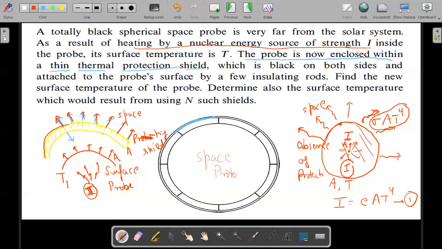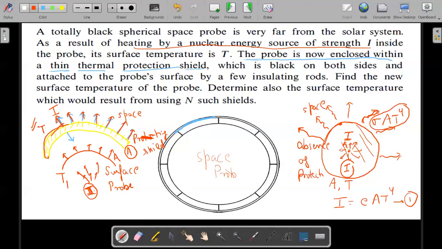Because of these two reasons, the temperature at this outermost surface of the protecting shield must be capital T. We have assumed the area of that protecting shield to be the same as that of the spherical probe. Both have the same areas, and if the same amount of energy goes in the outer space, then the outer surface must be at a temperature of capital T.